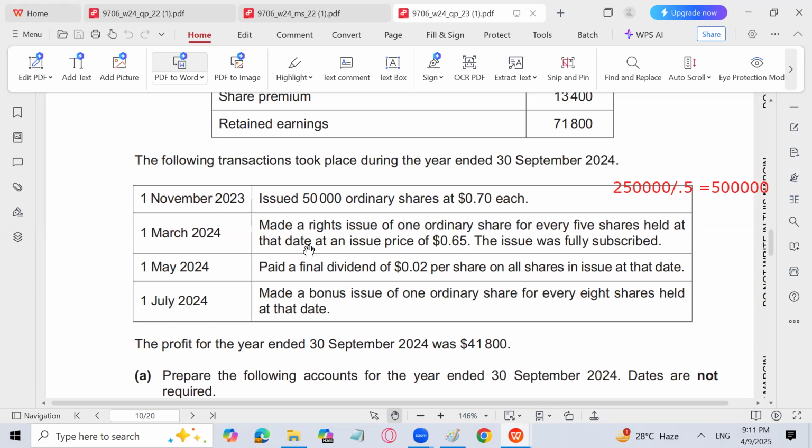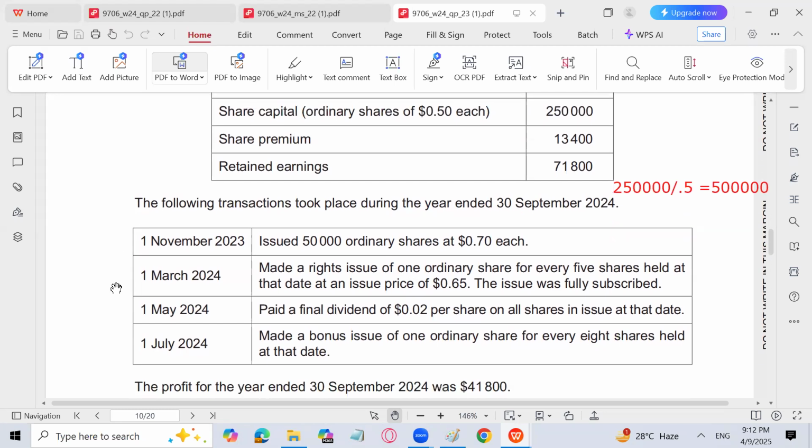And these right shares are issued after 1st November, on 1st March 2024. It means that these 50,000 shares will also be entitled for right shares. It means that right shares will also be issued against these 50,000 shares, and they will also be included in the calculation of right shares.